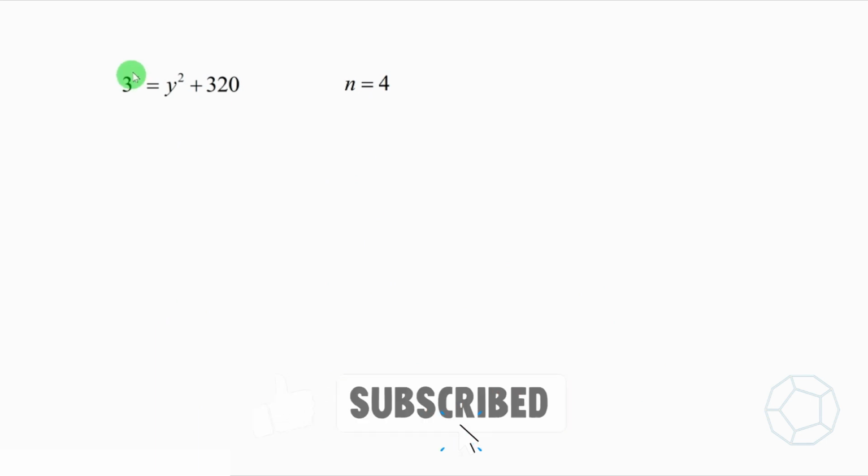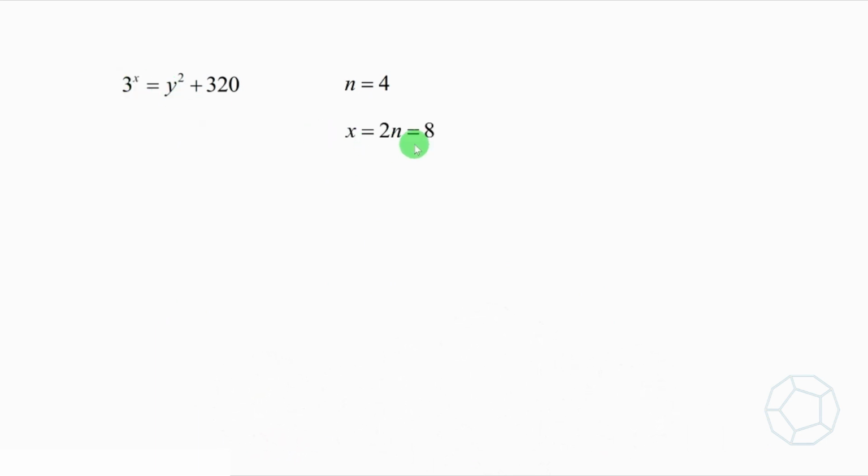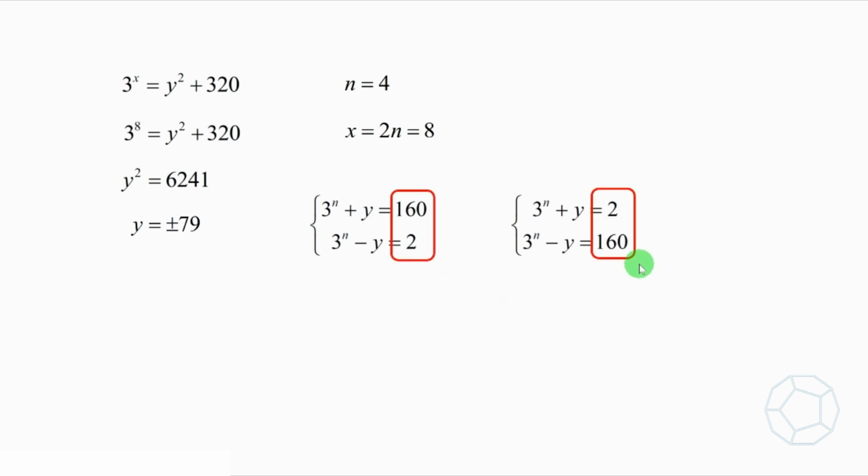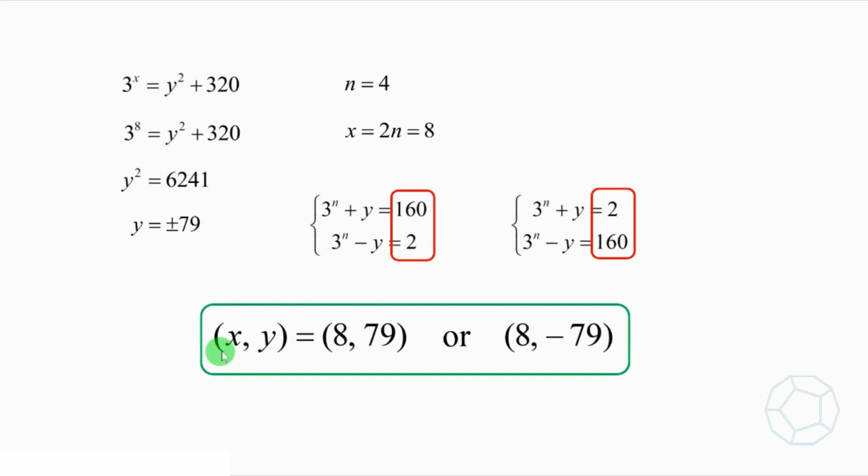Now, we are ready to solve for x and y. x is equal to 2n, which is equal to 8. Putting the value of x back into the equation, then y squared is equal to 6,241. Taking the square roots, we'll have y is equal to plus or minus 79. They are the 2 solutions for interchanging the order in these 2 systems. So the final answers are (x, y) equal to (8, 79) or (8, negative 79).